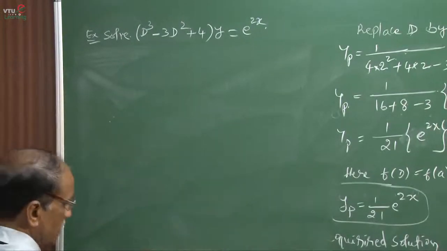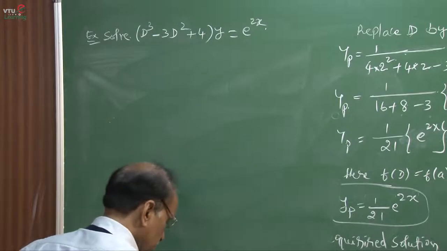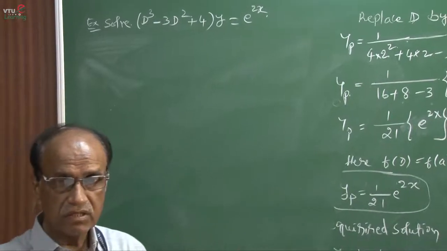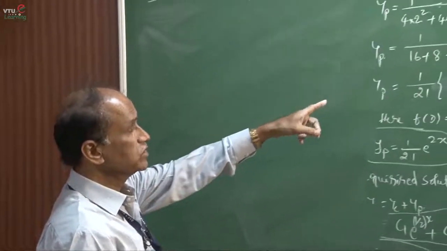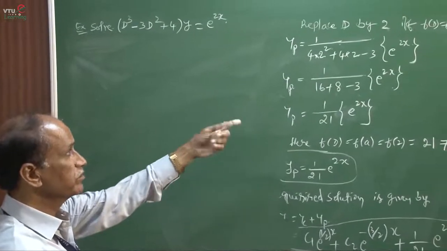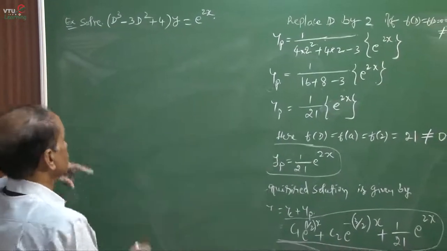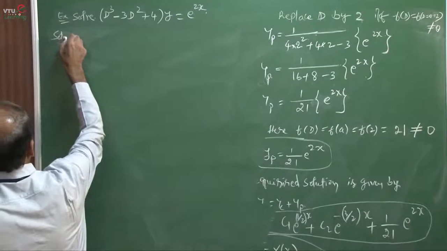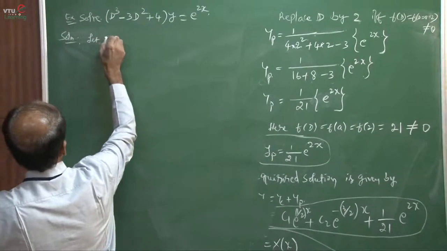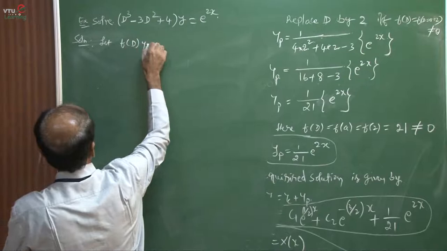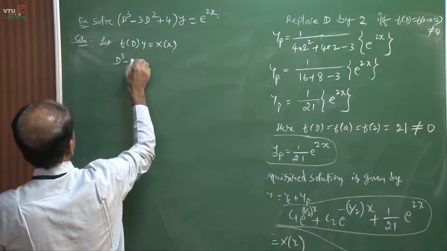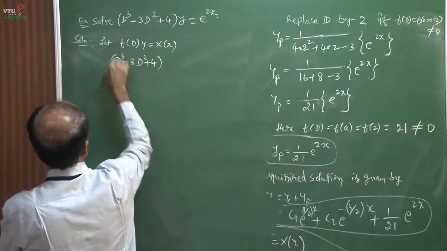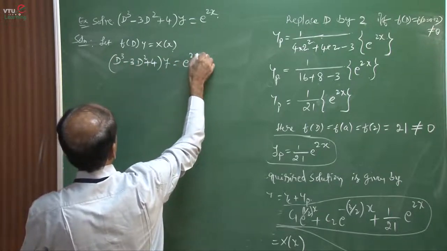But every time we can't expect the case of failure or the case of not failure. Both varieties may occur. Then how to identify? Only by proper simplification, when you replace that d by the given coefficient of the exponential in the solution. Let f of d, y is equal to the right side: d cube minus 3 d square plus 4, operating on y, is equal to e to the power 2x.